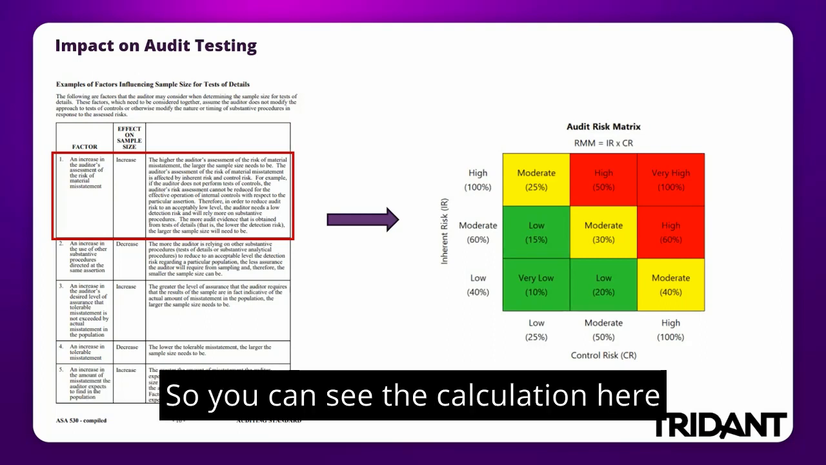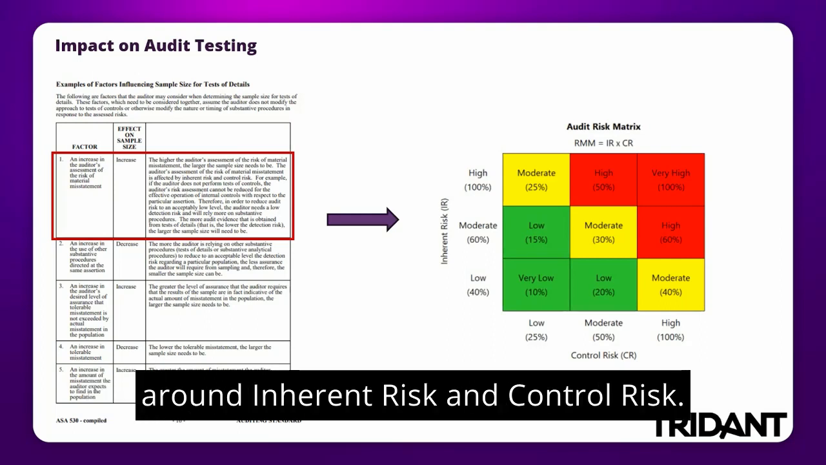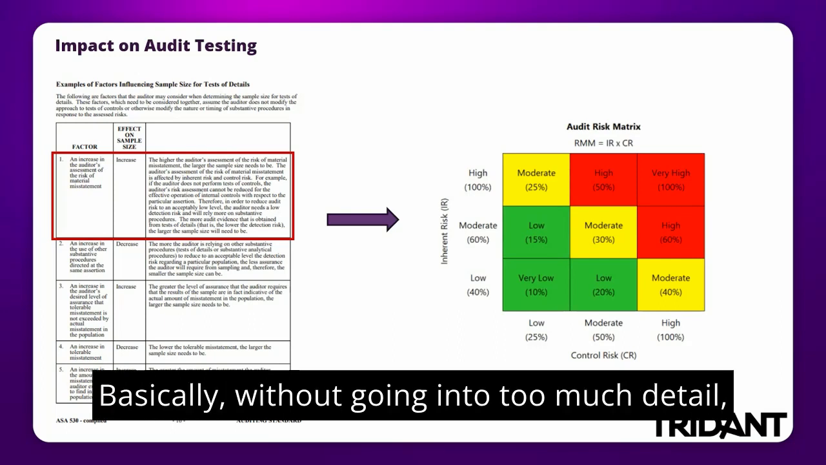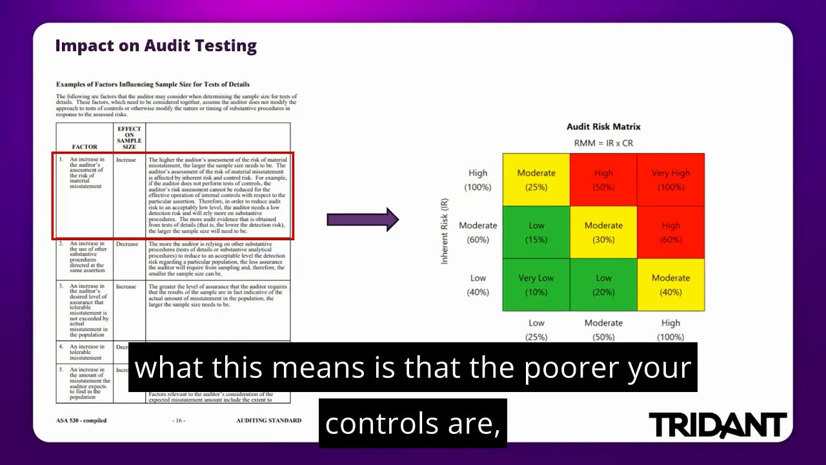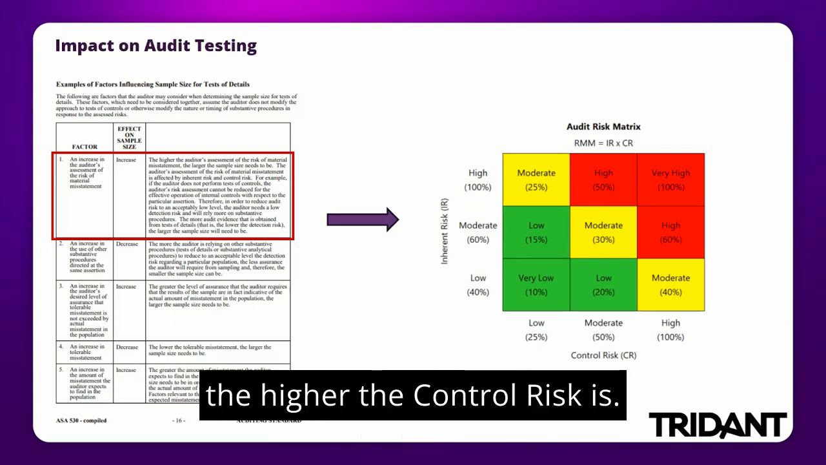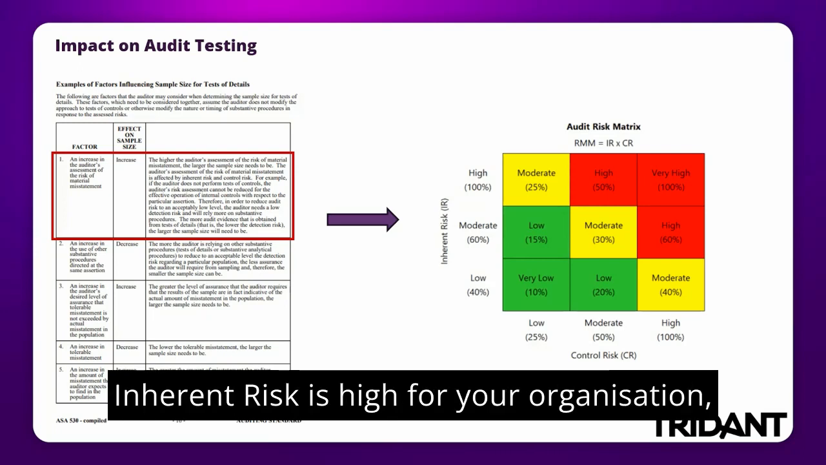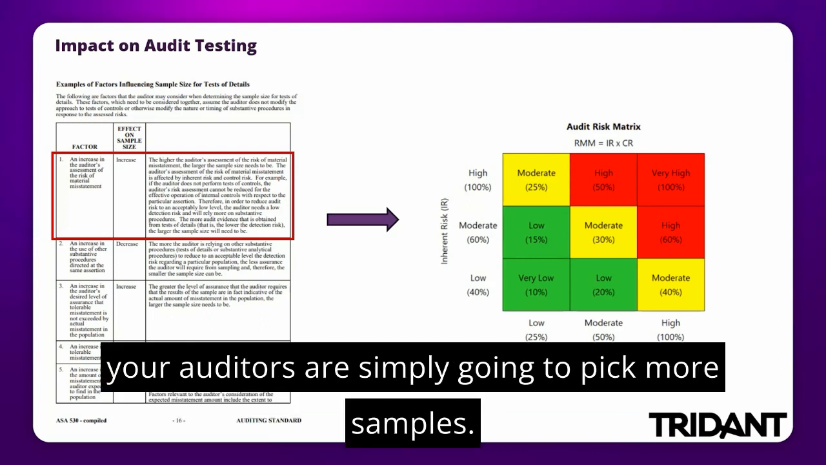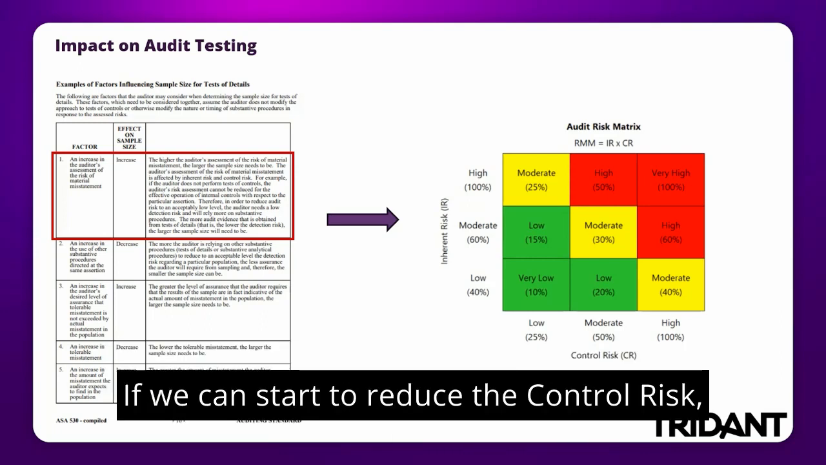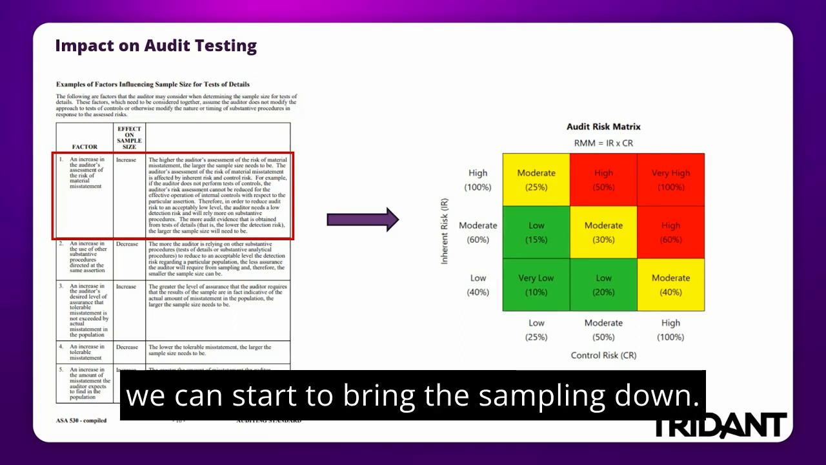So you can see the calculation here around inherent risk and control risk. Basically, without going into too much detail, what this means is that the poorer your controls are, the higher the control risk is. And if both the control risk and the inherent risk are high for your organization, your auditors are simply going to pick more samples. If we can start to reduce the control risk, we can start to bring the sampling down.